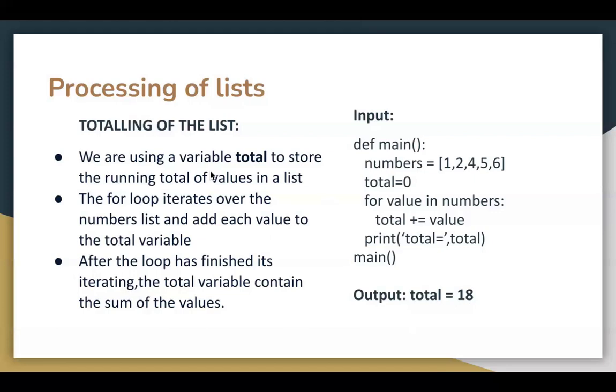Here we are using a variable total to store the running total of the values in the list. The for loop iterates over the numbers list and adds each value to the total variable. After the loop has finished iterating, the total variable contains the sum of the values. So here is the program. You can run it in IDLE Python.